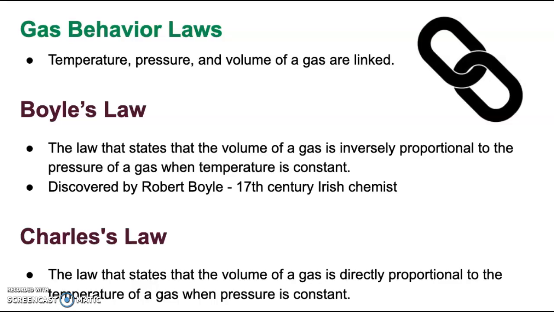Now for the gas behavior laws. Remember that a law is never going to change. A law is a prediction of what's going to happen 100% of the time. There are actually 2 laws that are associated with the way that a gas behaves in terms of temperature, pressure, and volume. Boyle's law states that the volume of a gas is inversely proportional, in other words, opposite, to the pressure of a gas when the temperature is constant. This law was discovered in the 17th century by an Irish chemist named Robert Boyle, hence the name Boyle's law.